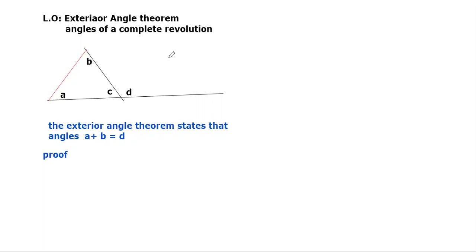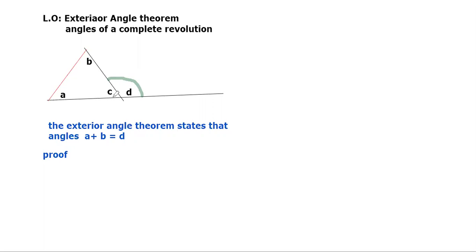Okay, so today we're going to study exterior angles, the exterior angle theorem, and angles in a complete revolution, or angles in a complete circle. To start, I want to emphasize that this is what we call an exterior angle, because it is outside. But this theorem only holds when this is true. So this is an exterior angle.